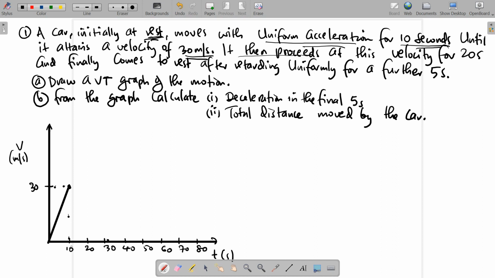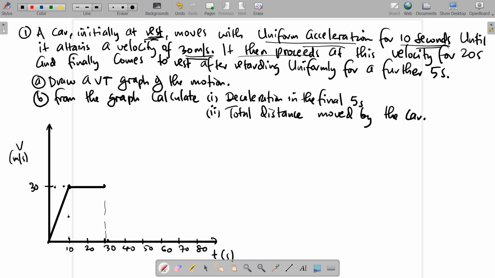So 20 seconds from 10 seconds is actually 30. That means it stays at 30 meters per second for 20 seconds. That means by the time it reaches 20 seconds, it will be at 30. Time would have passed as 30 seconds, okay, in total.